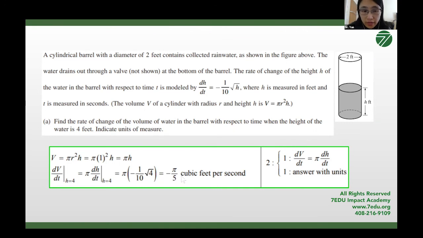If you only show an answer without units, by the way, this is a very common mistake I've seen among my students. They simply put negative pi over 5 without putting the unit. For a word problem, you have to have a unit, because a word problem is a real application problem. And in real life, there's no number without a unit. So therefore, you have to show the unit. If you don't show the unit, you will only get 1 point in this problem.